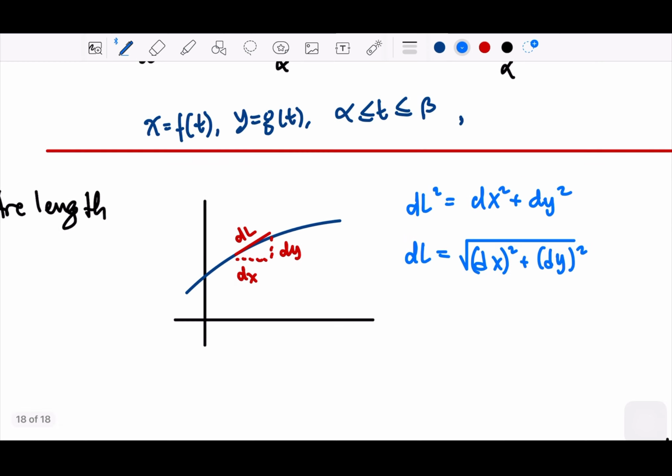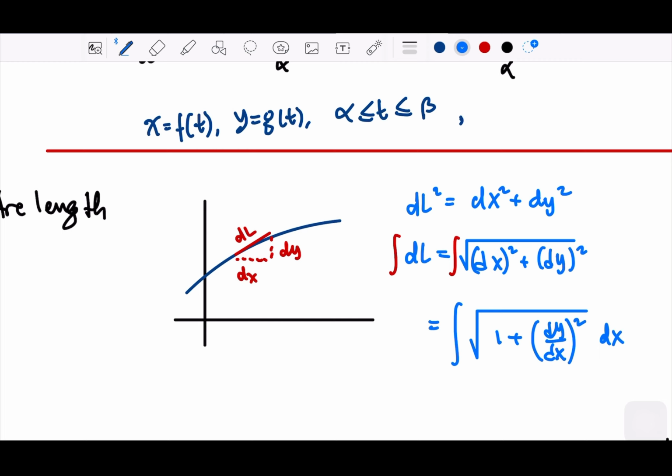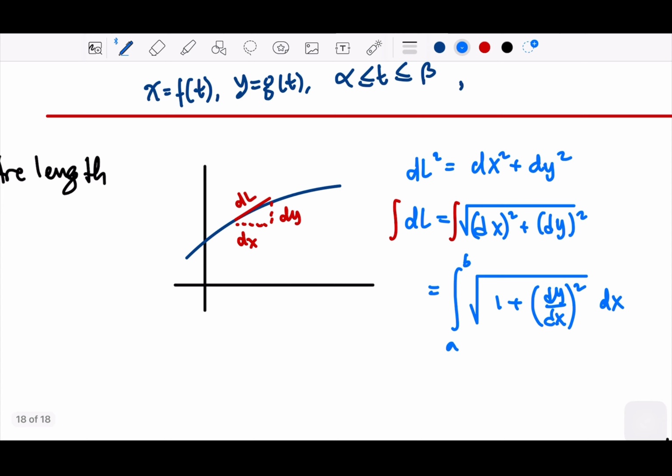Then if we take the integration on both sides, and factor out dx, this will be the square root of 1 plus dy over dx squared, times dx. Let's say this is from a to b. That's our usual arc length. Now the arc length in parametric.